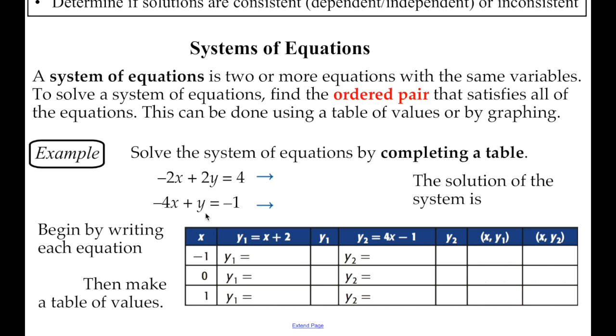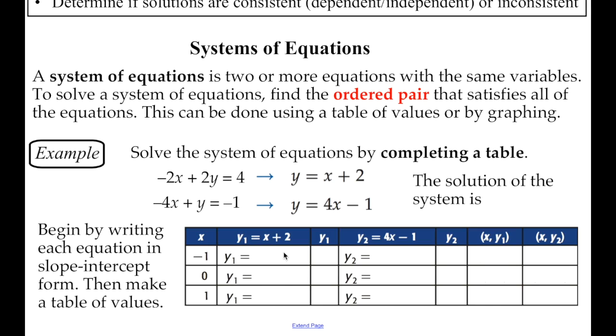So our first example, we have two equations here. Both are in terms of x and y. And it says to solve by completing a table, so I have a blank table for us here. The first thing we want to do is begin by writing each equation in slope-intercept form, and that's the same as solving for y. So get y by itself. That puts it in slope-intercept form. And then we're going to go ahead and pick some values for x. I have those in your table here. We're going to use -1, 0, and 1. And then we'll calculate those values for each equation.